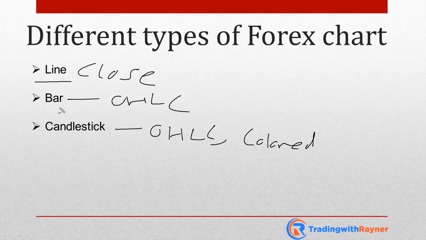And something that you're probably wondering, right? Hey, Rayner, which is the best type of chart I should use? And to be honest, there really isn't a best type of chart. I would say the line chart is good to help you define the trend, whether it is range or trend, right? It's good to give you the general direction. Whereas for a trader that wants to read the price action to better time their entries and exits, I would say the candlestick chart is good. Bar chart is fine as well. But for me personally, I trade using the candlestick chart. But then again, it's just me, right? It's entirely up to you how you want to trade using the different types of Forex chart.